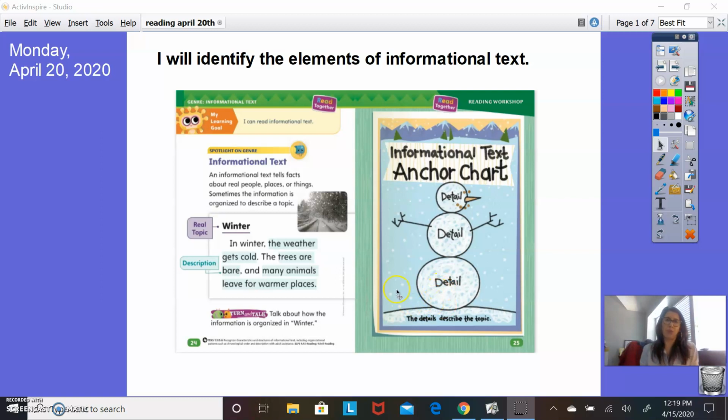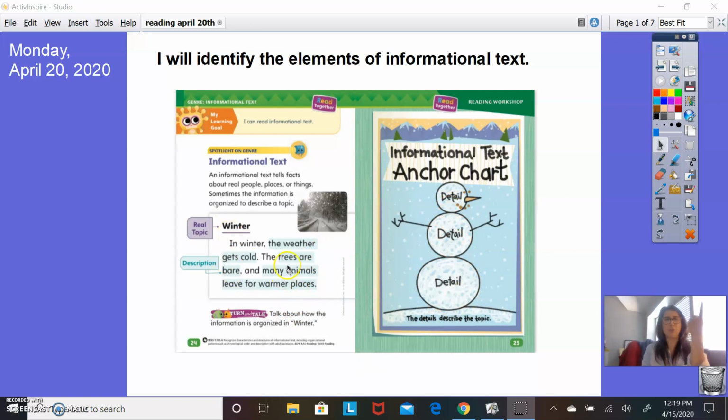So let's go ahead and read this text together and see what we find out. Winter. In winter, the weather gets cold. The trees are bare and many animals leave for warmer places. So this top portion here is the topic, what the text is mostly about. This part here beneath that are all the details about winter.